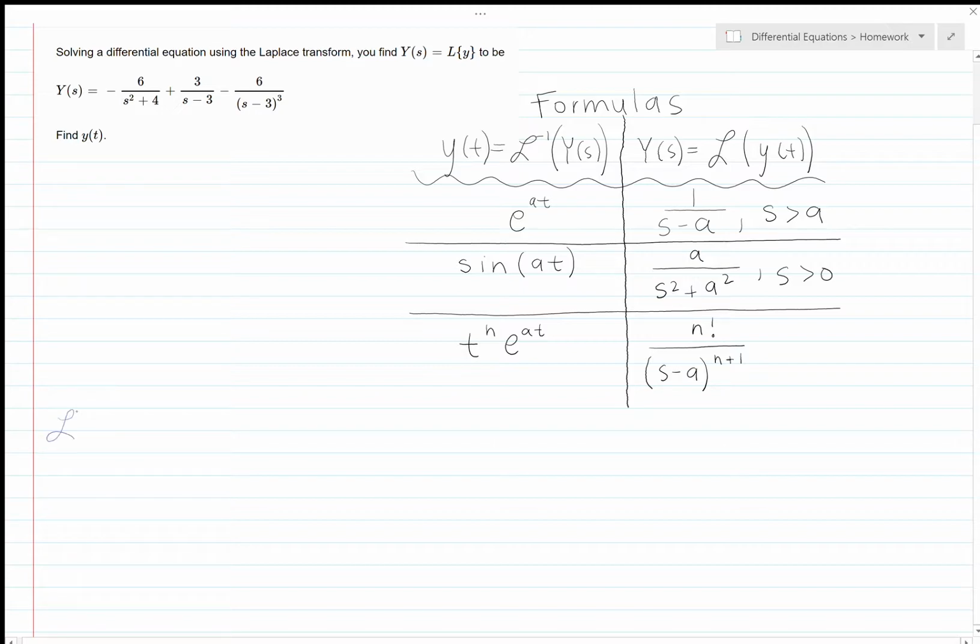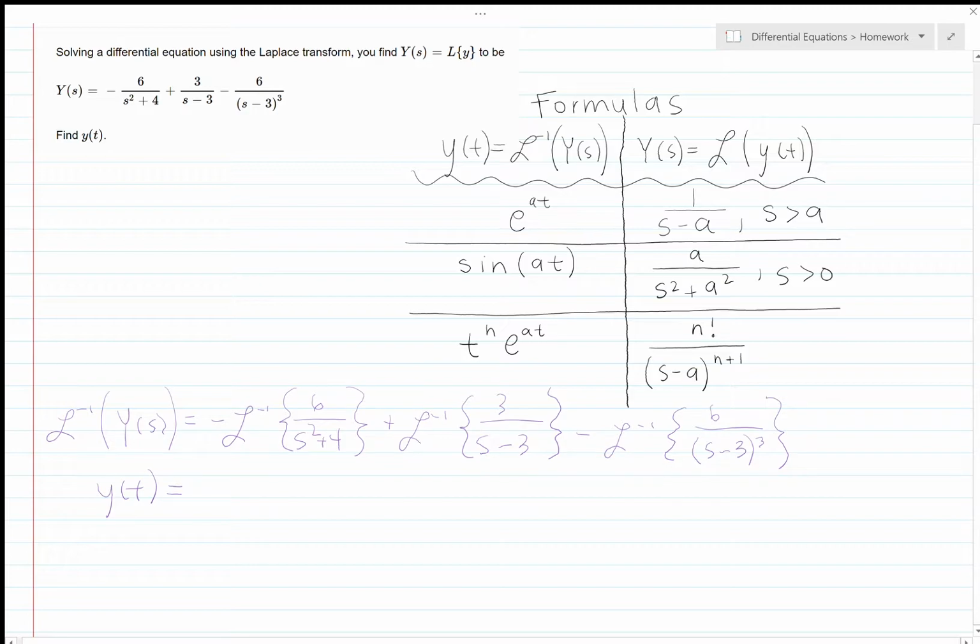So it's going to give us the inverse Laplace transform of big Y of s, and negative the inverse Laplace transform of 6 over s squared plus 4, plus the inverse Laplace transform of 3 over s minus 3, minus the inverse Laplace transform of 6 over (s minus 3) cubed. So the inverse Laplace transform of big Y of s is y of t, which is what we're solving for.